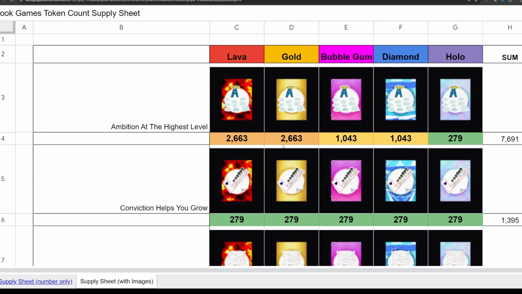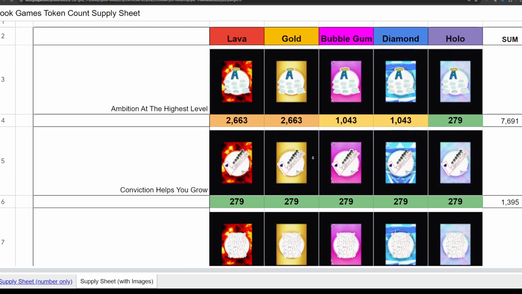If you want to see this visualization, you can see it here. Maybe it's more useful for you.